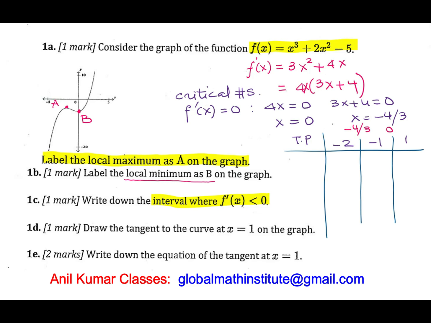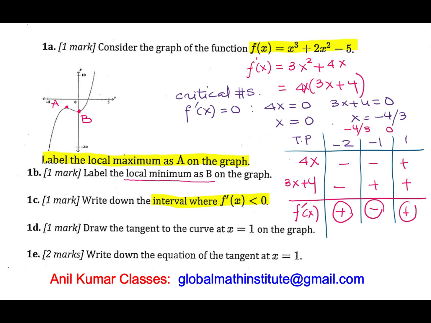Now, the factors are 4x and 3x plus 4. If you check the value of 4x at minus 2, we get negative, and negative times negative will be positive. For 3x plus 4, negative 2 will give me a negative value. However, minus 1 will give me positive, and 1 of course will be positive. So from here, we can find what the derivative sign is going to be. It is going to be positive in the interval less than minus 4 by 3, negative in the interval between minus 4 by 3 and 0, and positive after 0.